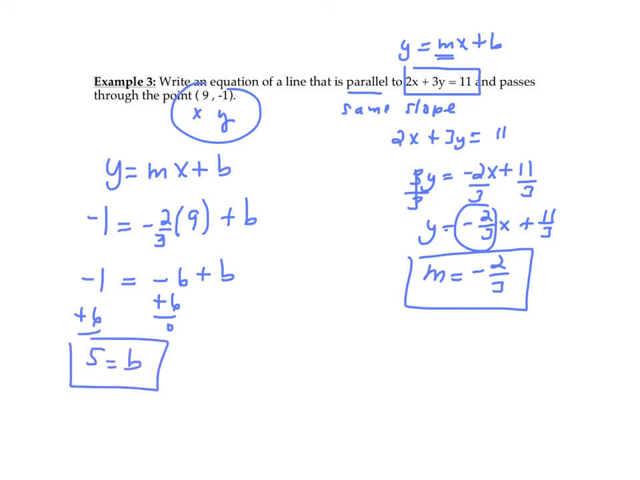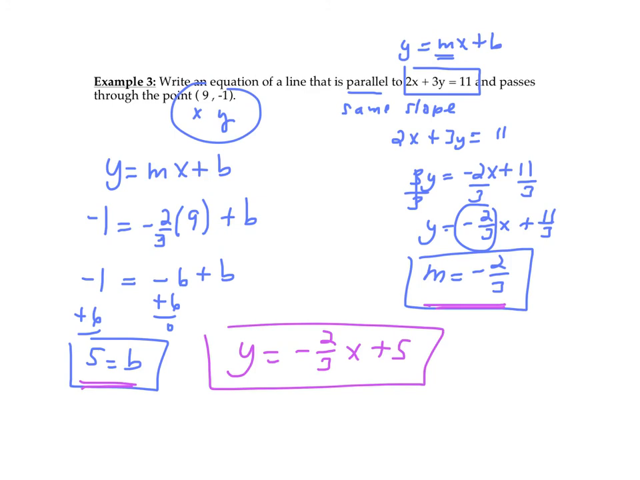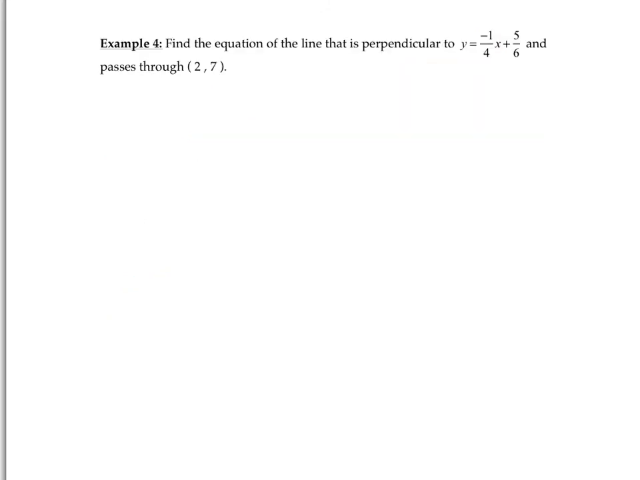Got our y-intercept, we have our slope. Time to write the final equation. y equals negative 2/3 x plus 5. And it's definitely parallel to our original line because they have the same slope.